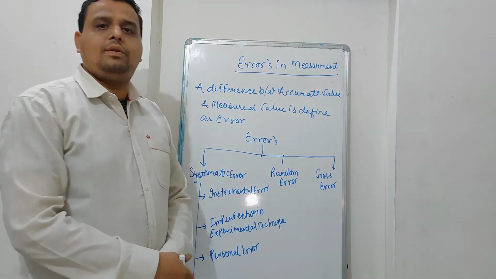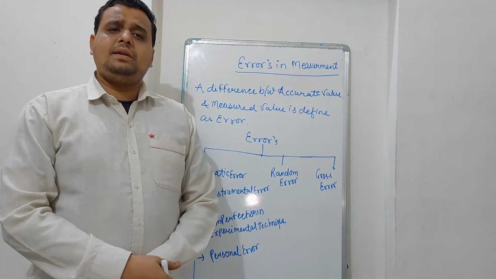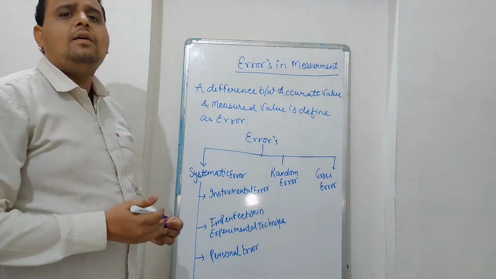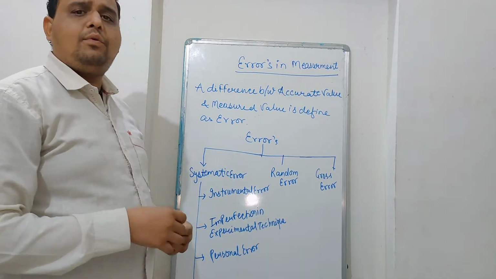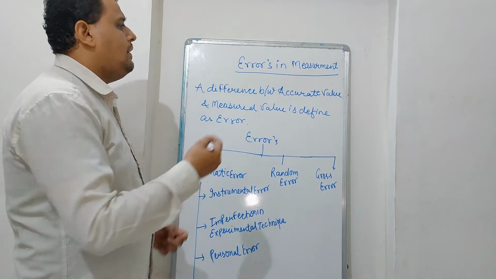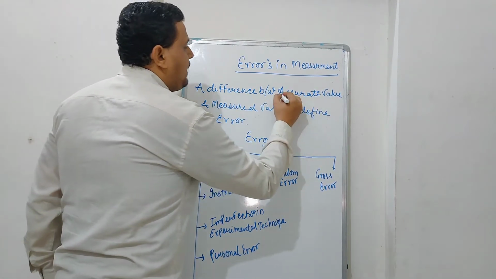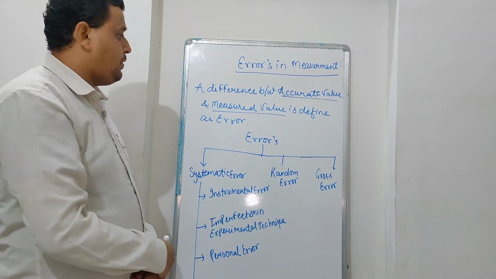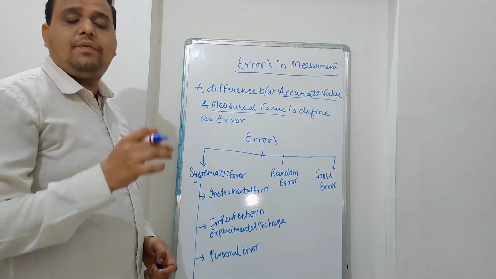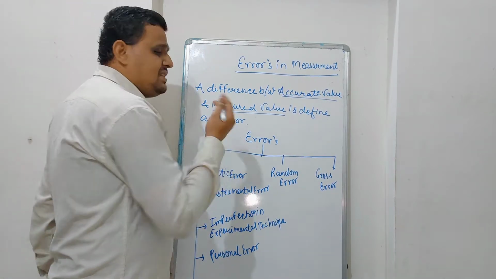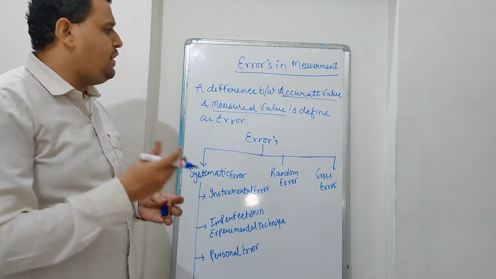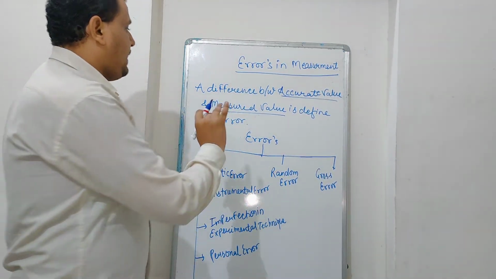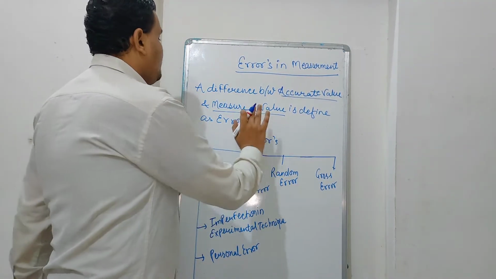Today's topic is error in measurement. We all know what measurement is. A measurement is a technique to measure various objects. The difference between the accurate value and the measured value is defined as error. The accurate value is a specific value with no error, and a measured value is one that can be measured by any observer. So the difference between the accurate value and the measured value is defined as error.